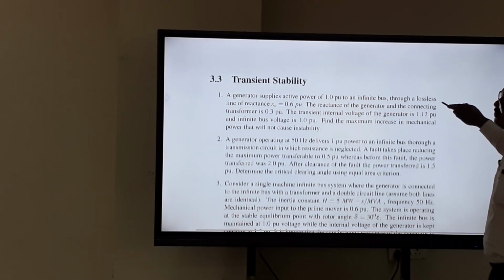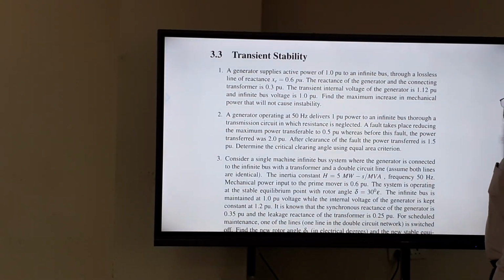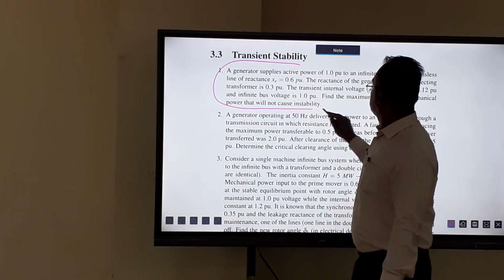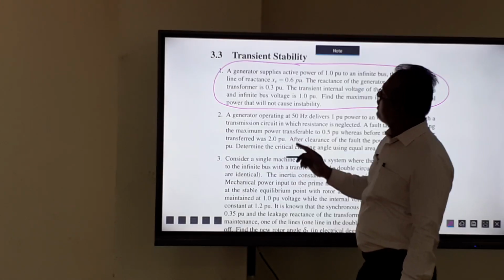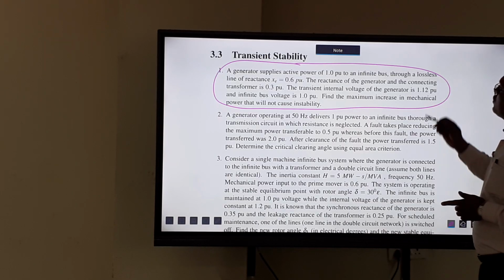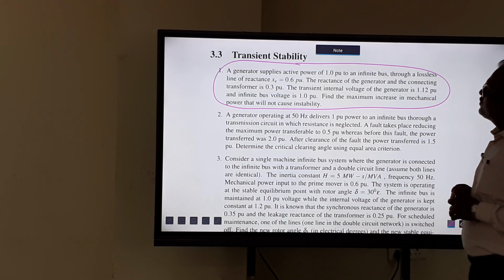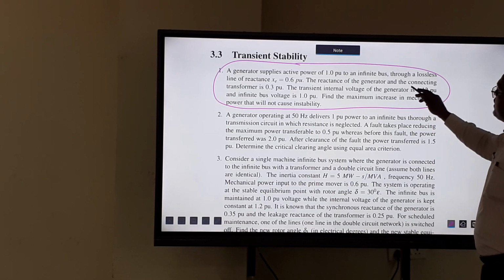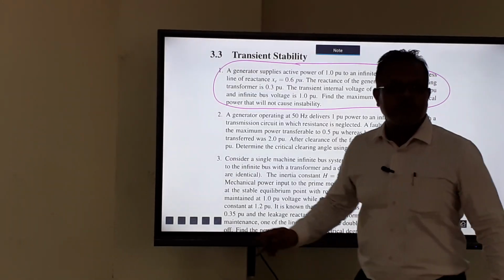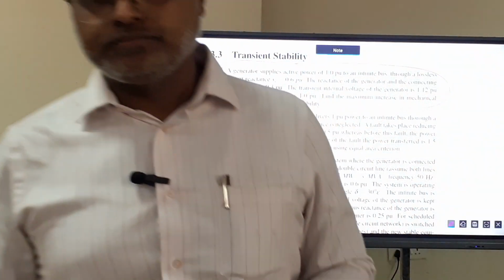So here is the last part of this module. Today we are going to solve this question. The generator supplies active power of 1 per unit to an infinite bus through a lossless line of reactance 0.6 per unit. The reactance of the generator and the connecting transformer is 0.3 per unit. Draw the single line diagram for this question.